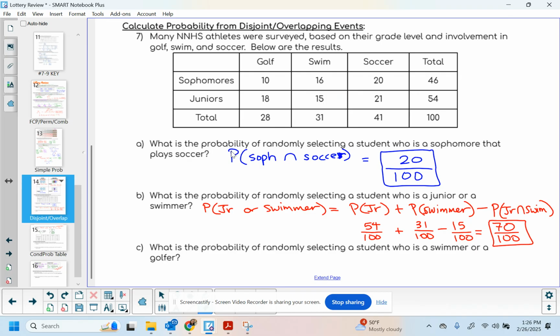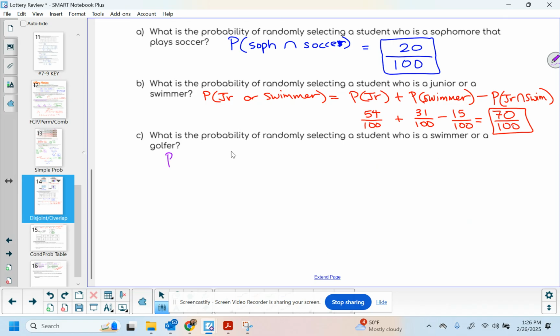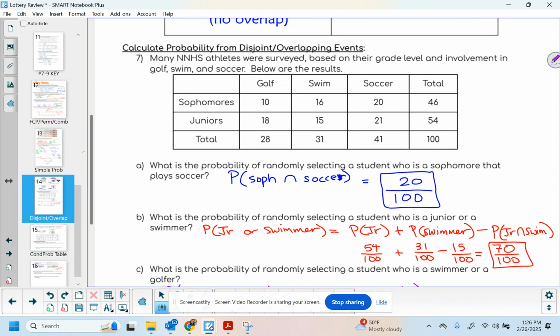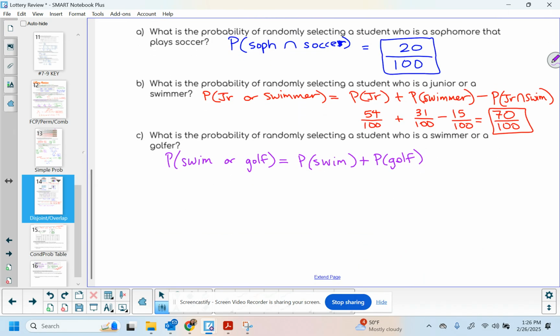All right. So then what is the probability of randomly selecting a student who is a swimmer or a golfer? That means that it's going to be the probability that they swim plus the probability that they golf. And then we would want to take out the overlap. So we have swim and we have golf. Those things do not overlap. So there is no overlap that I need to subtract. Whereas on this one, remember, this was the overlap that I needed to subtract out.